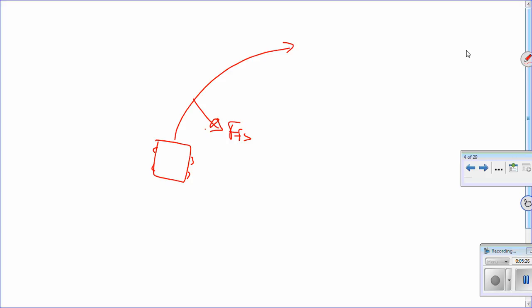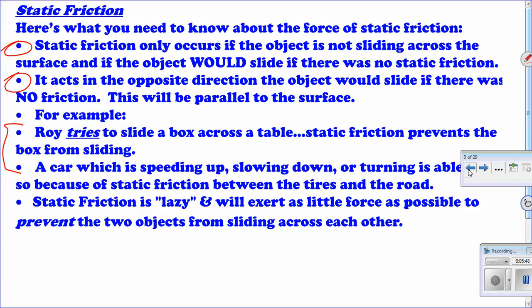Same thing when you speed up in a car. When you walk, static friction pushes me forward, because my feet don't slip across the floor. When I push my foot backwards, I'm trying to slide it backwards, friction resists that, and the reaction is that I get pushed forward. Okay, we talked about the car.